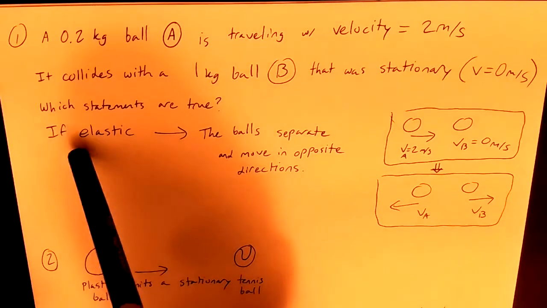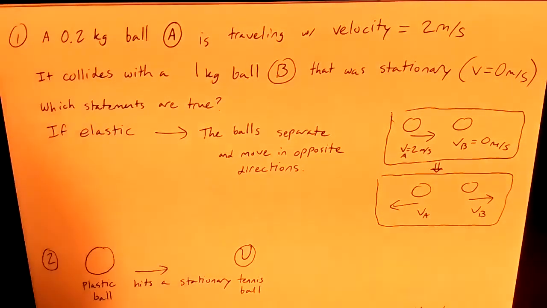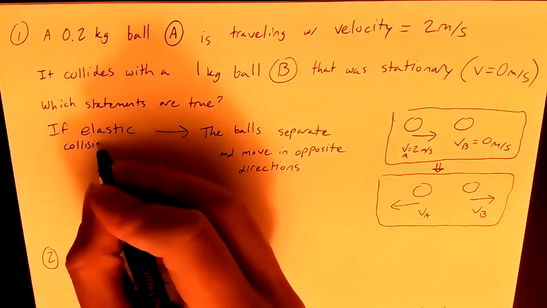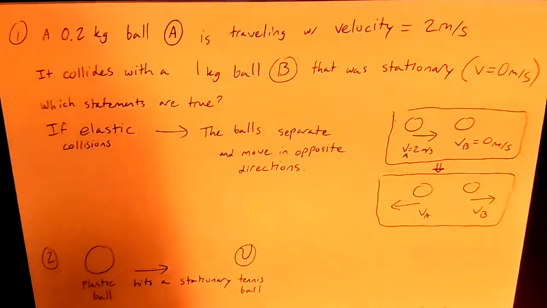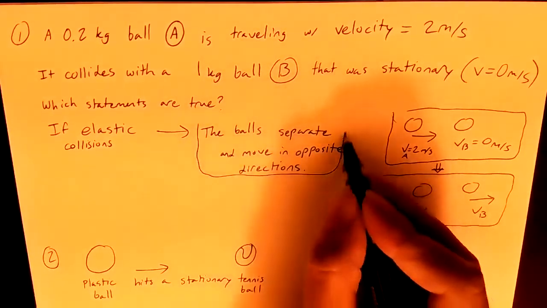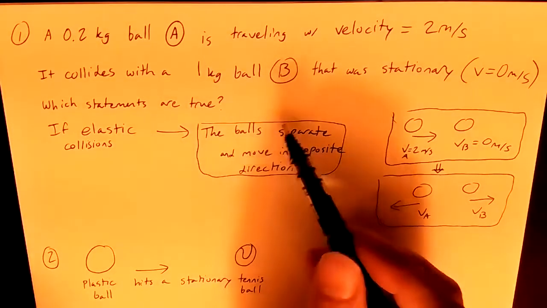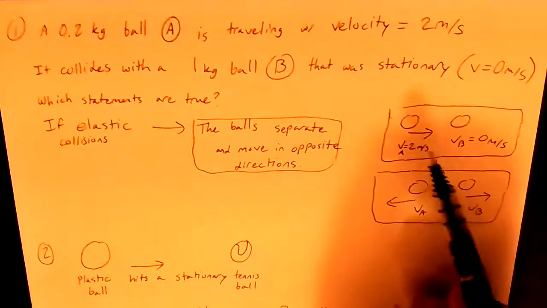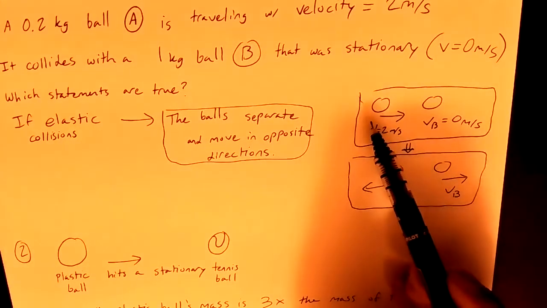If this is an elastic collision, what statements are true? So you're given multiple choices, but this is the correct response. The balls separate and move in opposite directions. So this is what happens before the collision.